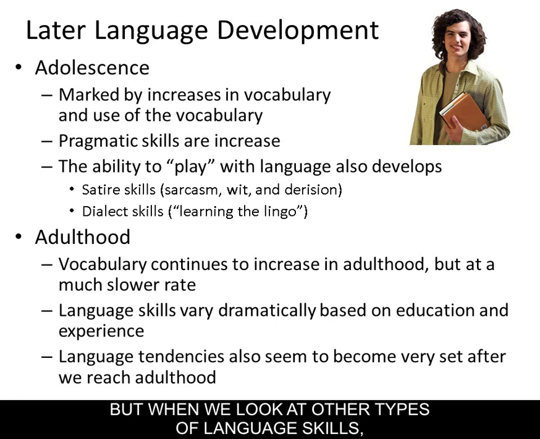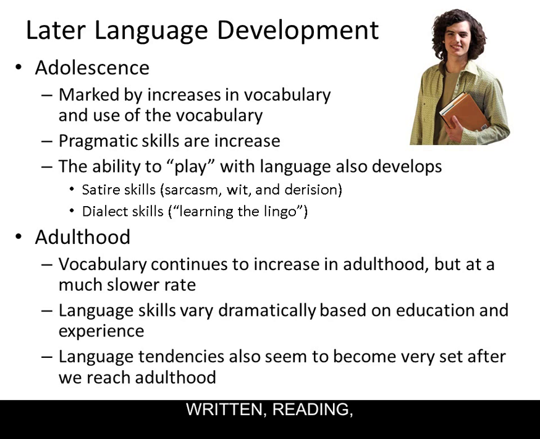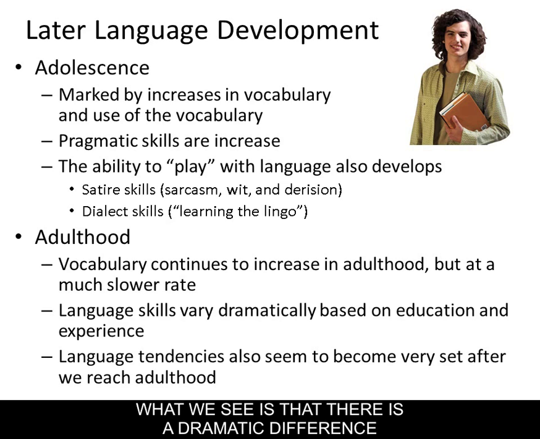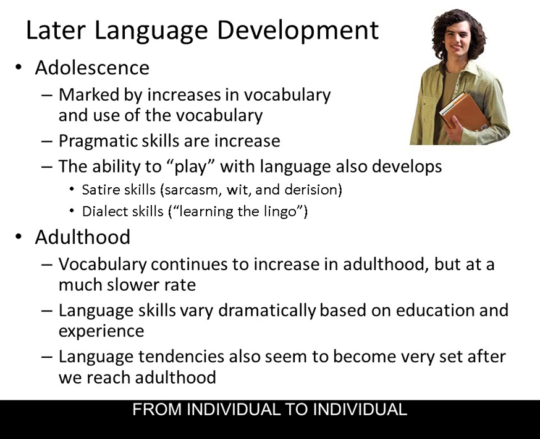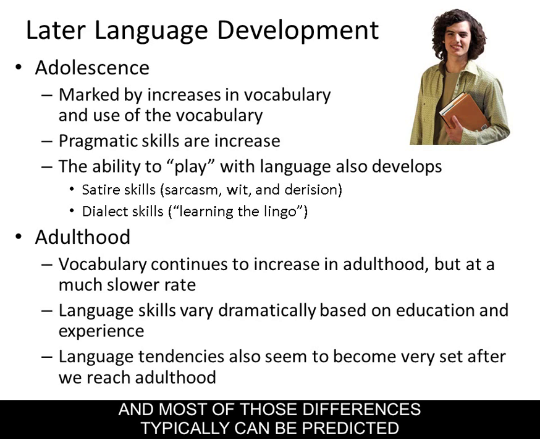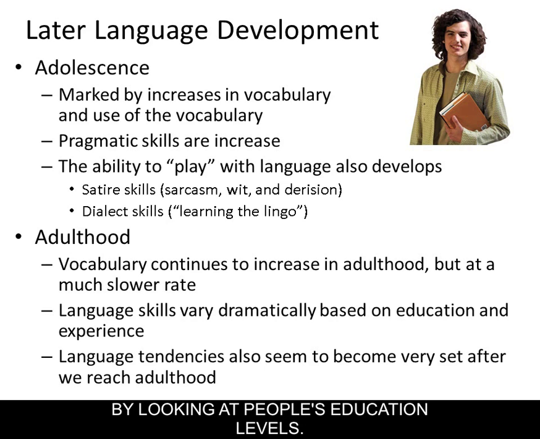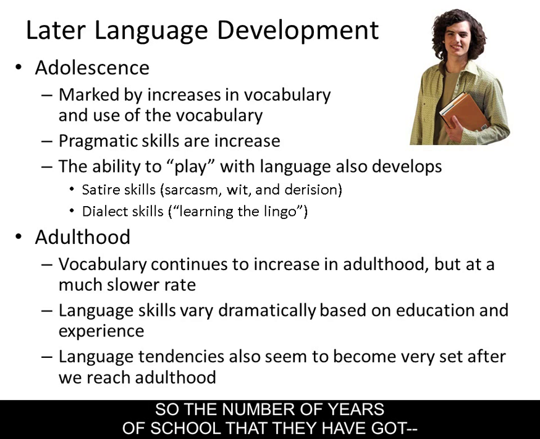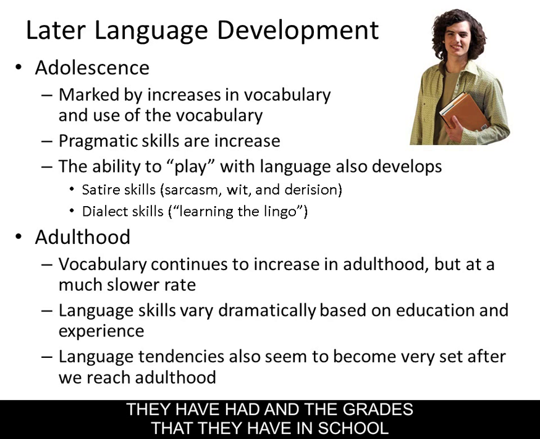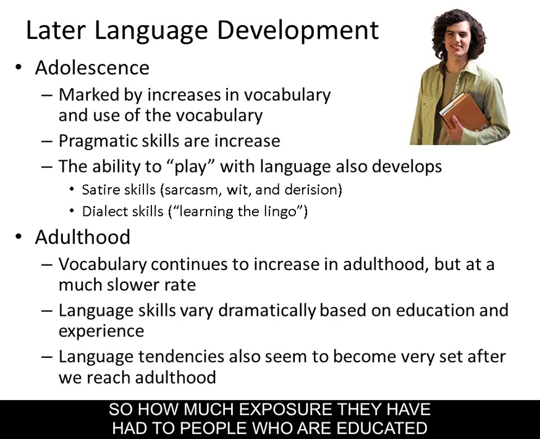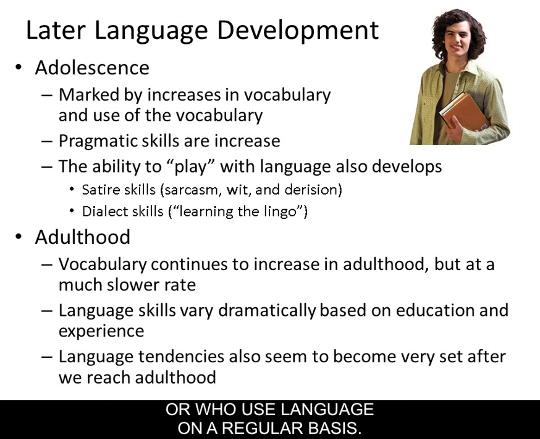But when we look at other types of language skills, written, reading, what we see is that there's a dramatic difference from individual to individual. And most of those differences typically can be predicted by looking at people's education levels, so the number of years of school that they've had, and the grades that they have in school, and their experience. So how much exposure they've had to people who are educated or who use language on a regular basis.